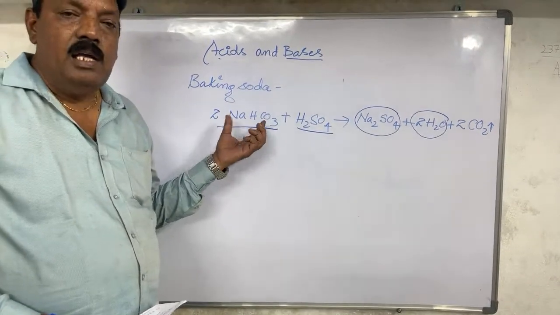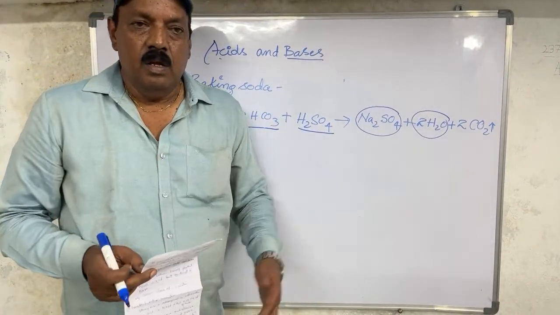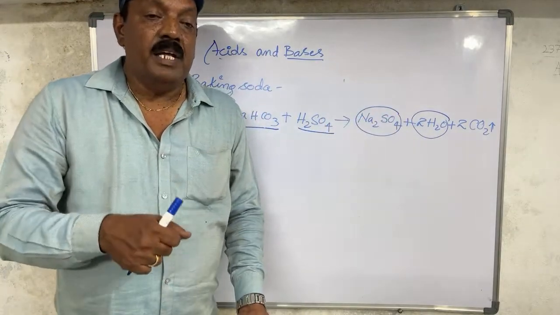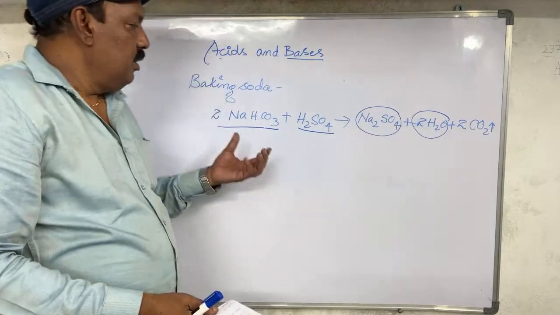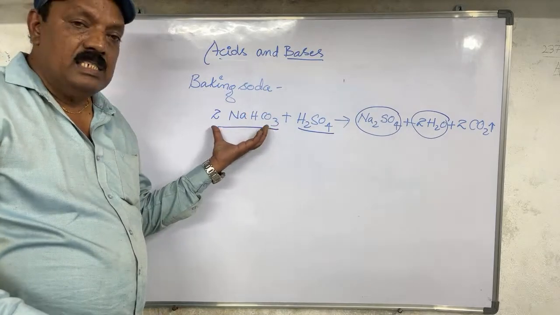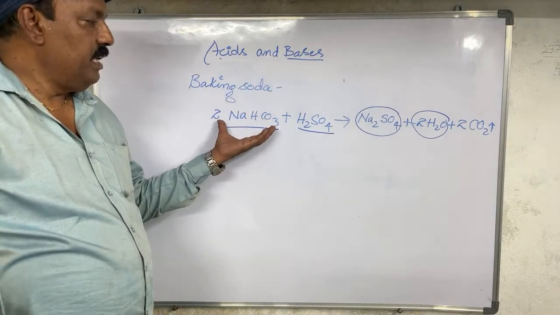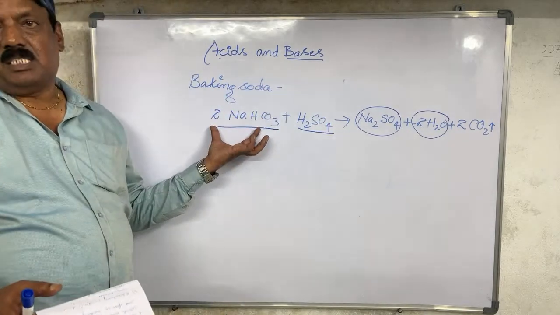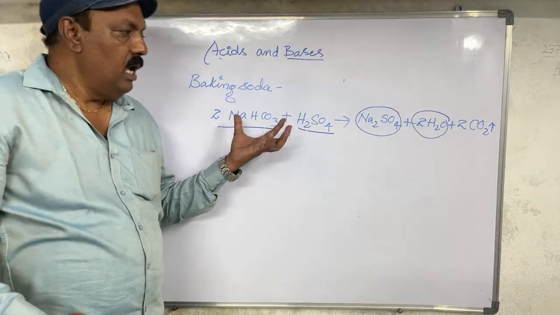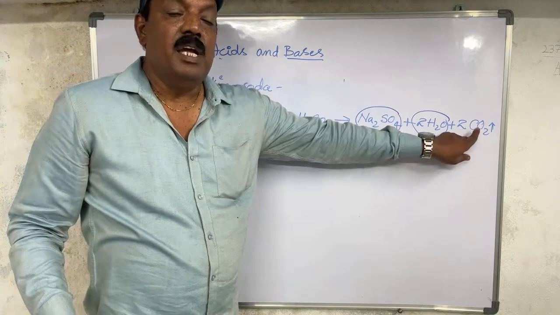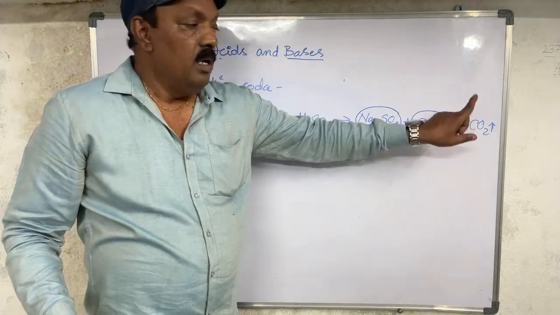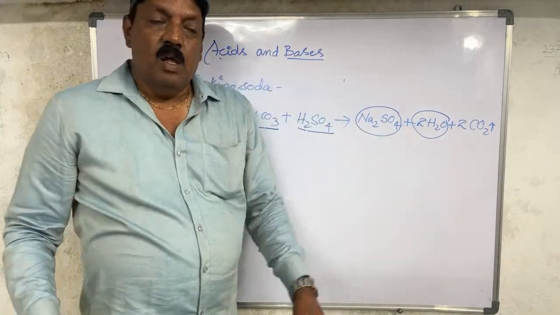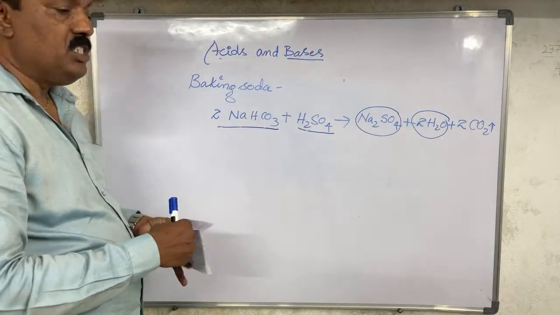This baking soda is a main component of fire extinguishers. Wherever there are factories, fire extinguishers will be there. Whenever a fire breaks out, we press it. In one chamber baking soda will be there, and in another chamber this acid will be there. Whenever we press it, both will mix and release a stream of carbon dioxide. The main function of this carbon dioxide is to put off the fire. With this we use it as a fire extinguisher.